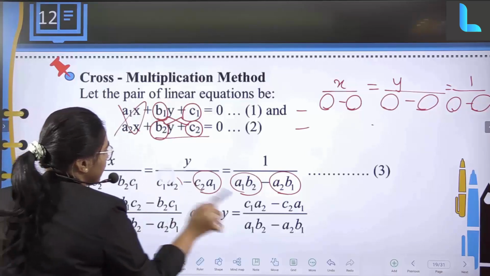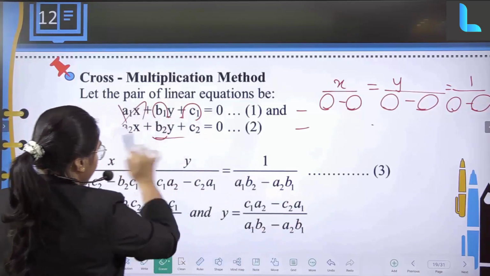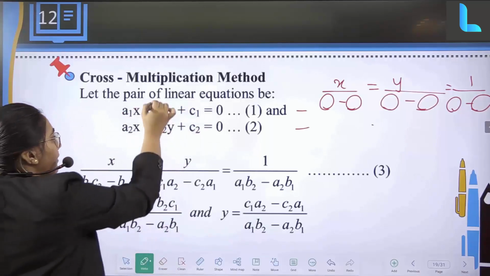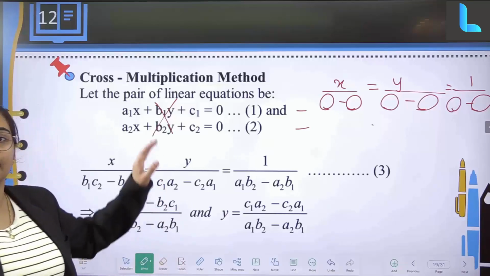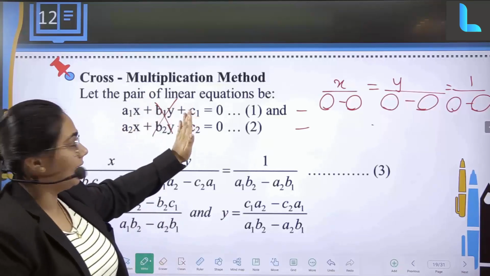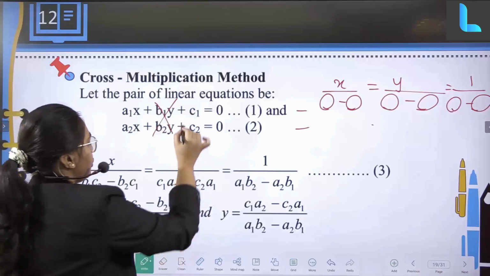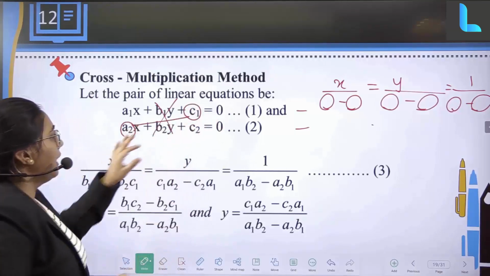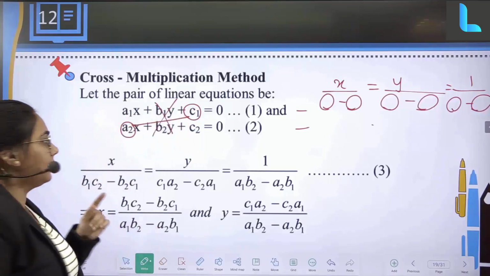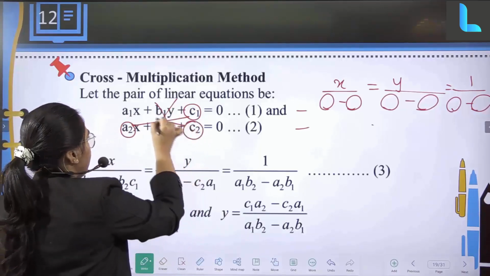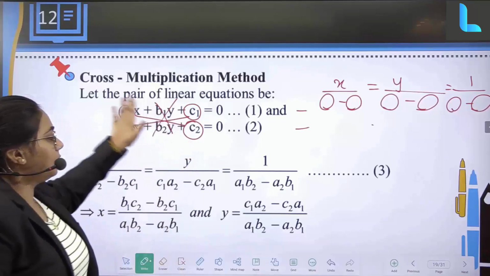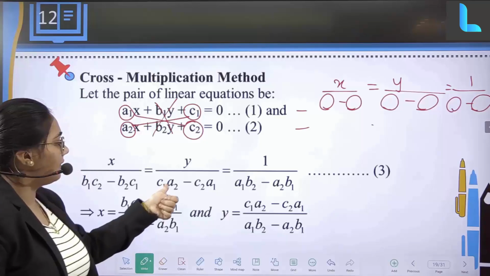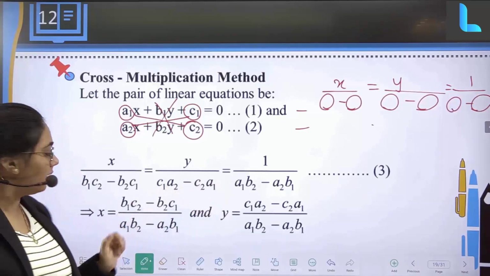Once you have got x, then it is going to be y. So what are you going to do for y? When I am solving for y, I will ignore y. Next to y, it is going to be c. So c1 into a2, minus c2 into a1. So y divided by c1 a2 minus c2 a1.